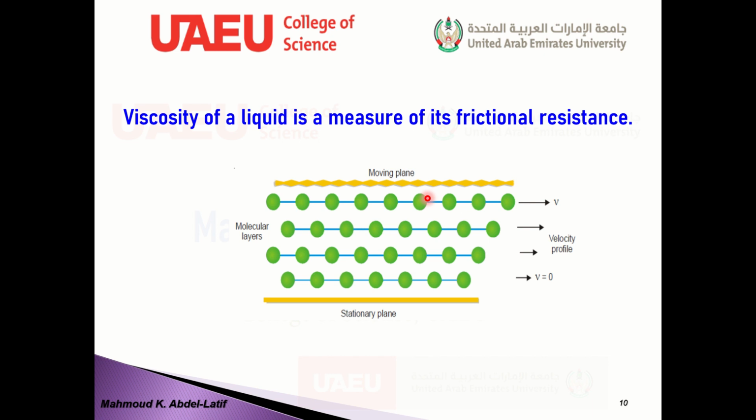Actually, there is a friction force between this layer and the other layers. This friction depends on some parameters, for example, the velocity of the moving layer, the distance between this layer and the other layers, and the surface area of that layer. These are molecular layers. This is the moving one, and these are the other layers.